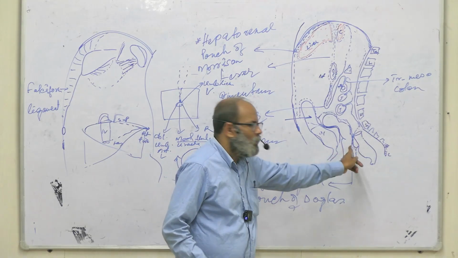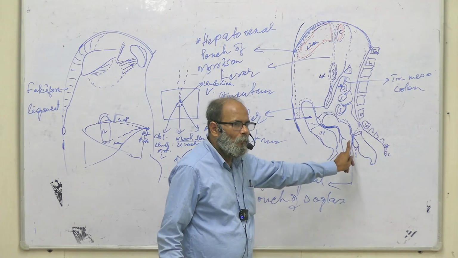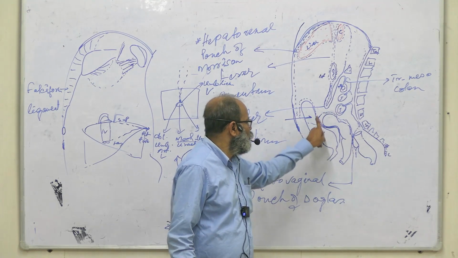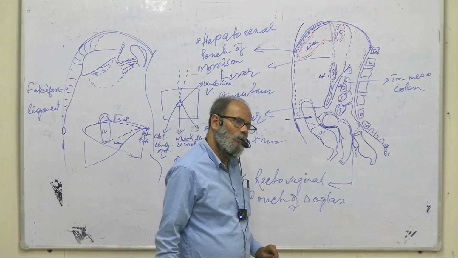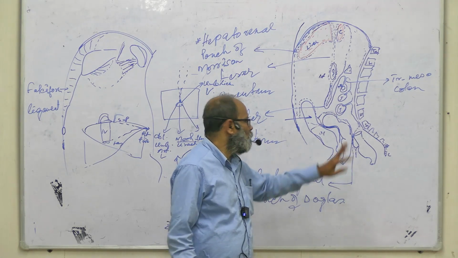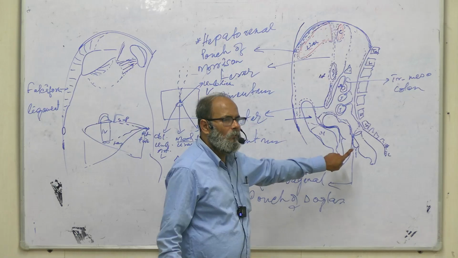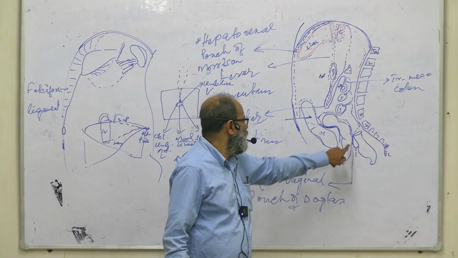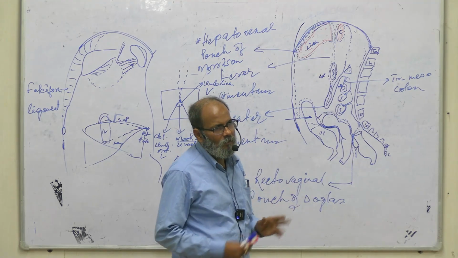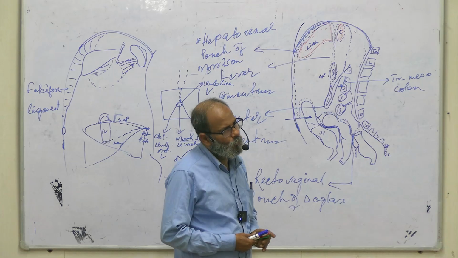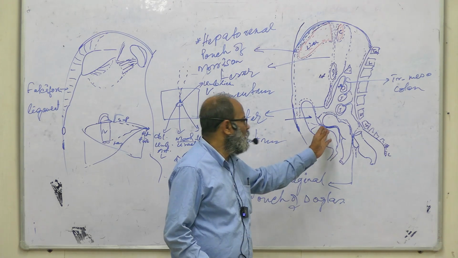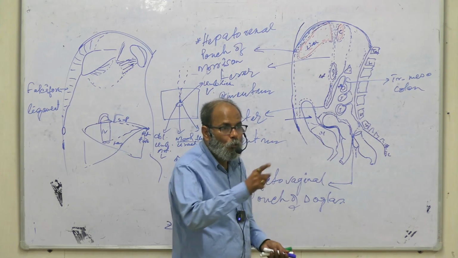So this is the recto-vaginal pouch, and then comes the uterovesical pouch. Got my point? And in case of male, there will be a recto-vesical pouch, not any recto-vaginal pouch. Got my point? That's how this uterus is allowed to grow.